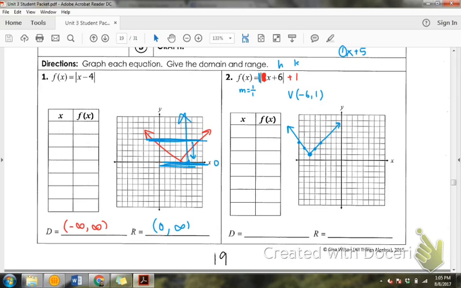Yep. Taylor? Okay. Mitchell, what is going to be our domain here? The x values.